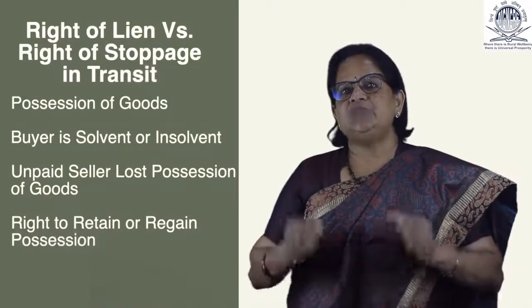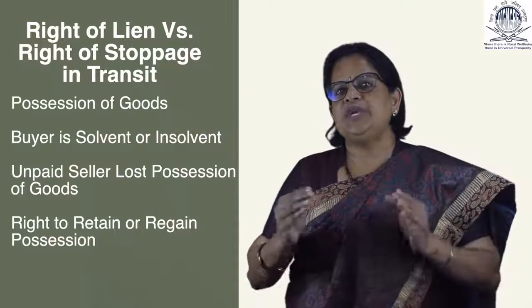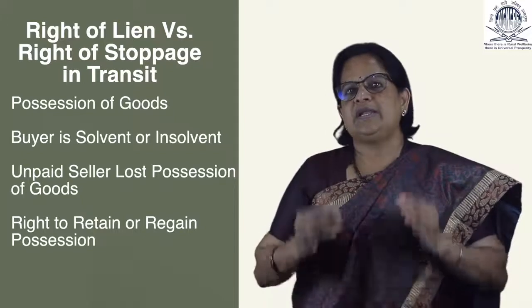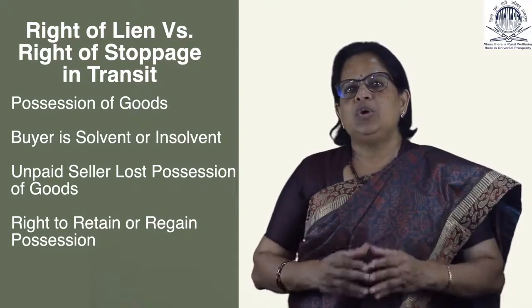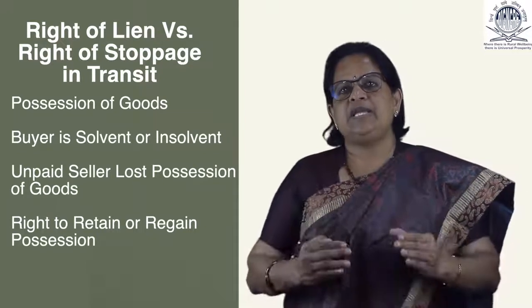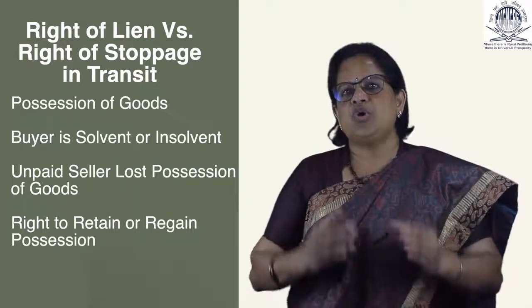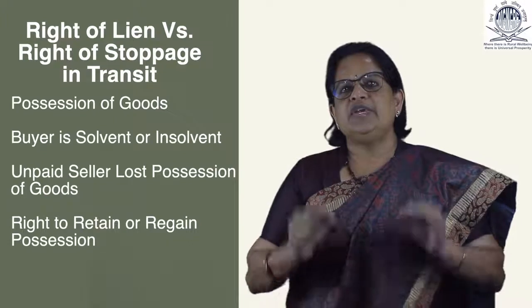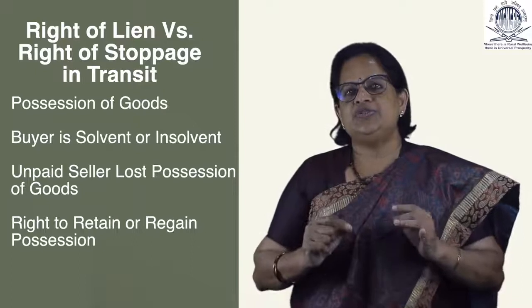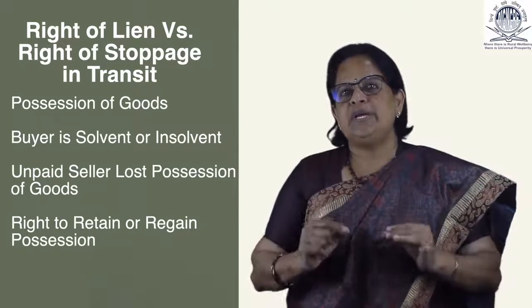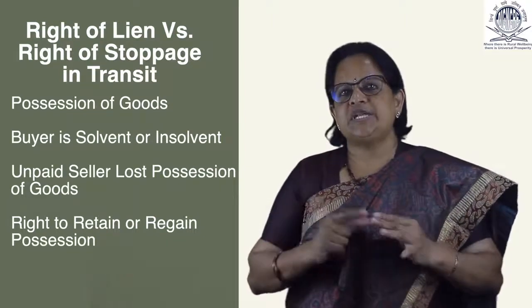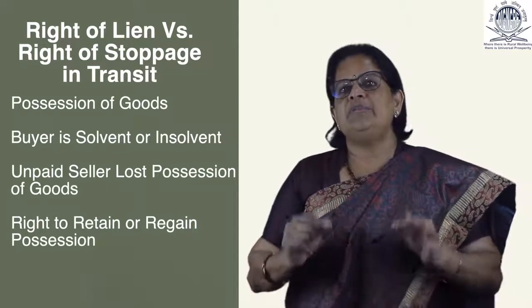Let us see the differences between right of lien and right of stoppage in transit. As the first distinction, we can say that the unpaid seller can exercise the right of lien only if he keeps possession of the goods, whereas the unpaid seller can exercise the right of stoppage in transit if he has lost possession of the goods. Second distinction is the right of lien can be exercised when the buyer is able to pay but does not pay, whereas the right of stoppage in transit is available only when the buyer is insolvent.